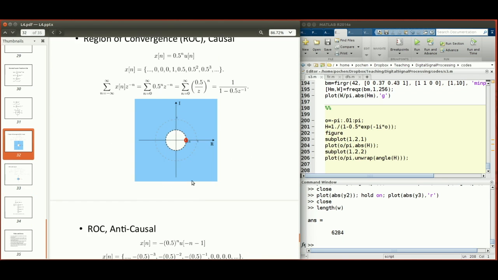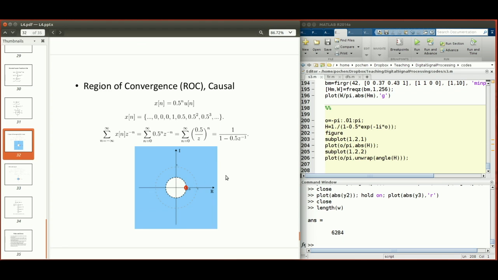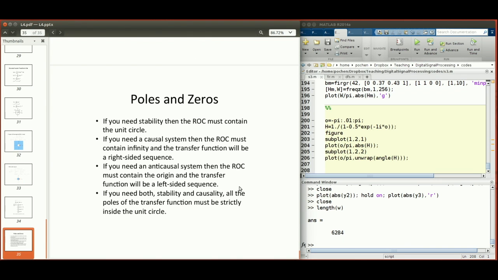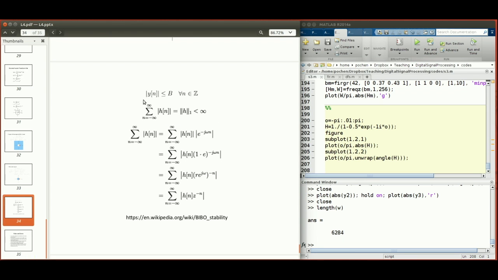So based on these three examples that we have looked at so far, what can we say about the relation between poles and zeros and the behavior of the system? We can actually say quite a lot. If you need stability, then the ROC must contain the unit circle. And that's the mathematical proof.